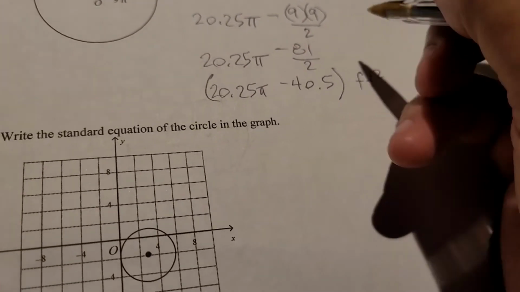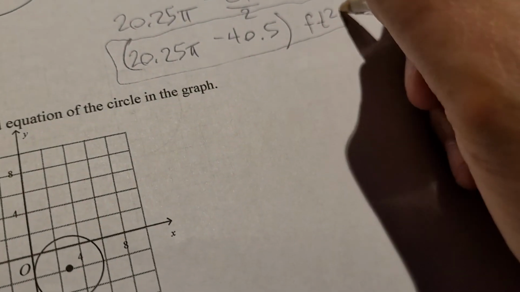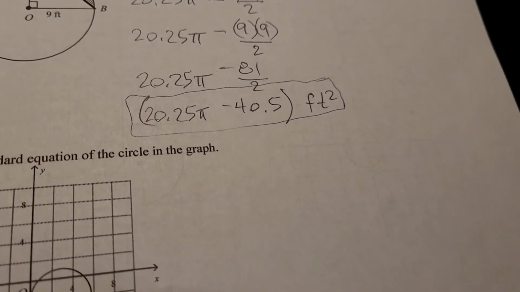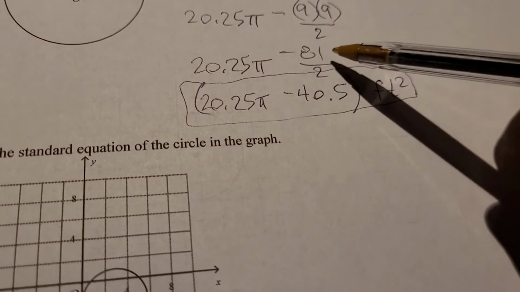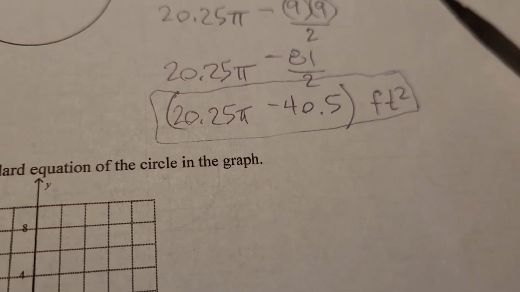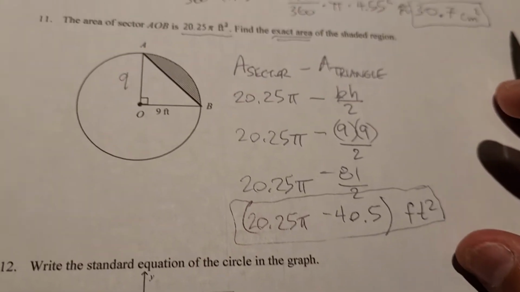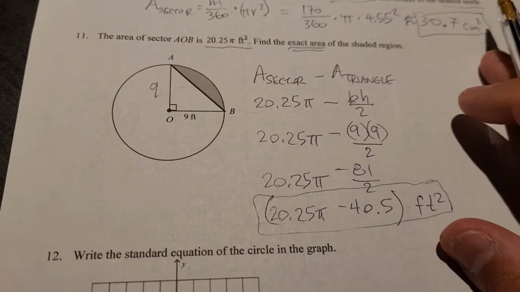Okay, so that's it. So this is your answer right there. It doesn't look pretty, but that is our answer. 20.25 pi minus 40.5 square feet. I did not mean to go through the 2 right there. I'm sure y'all will understand. Okay, so that's that.